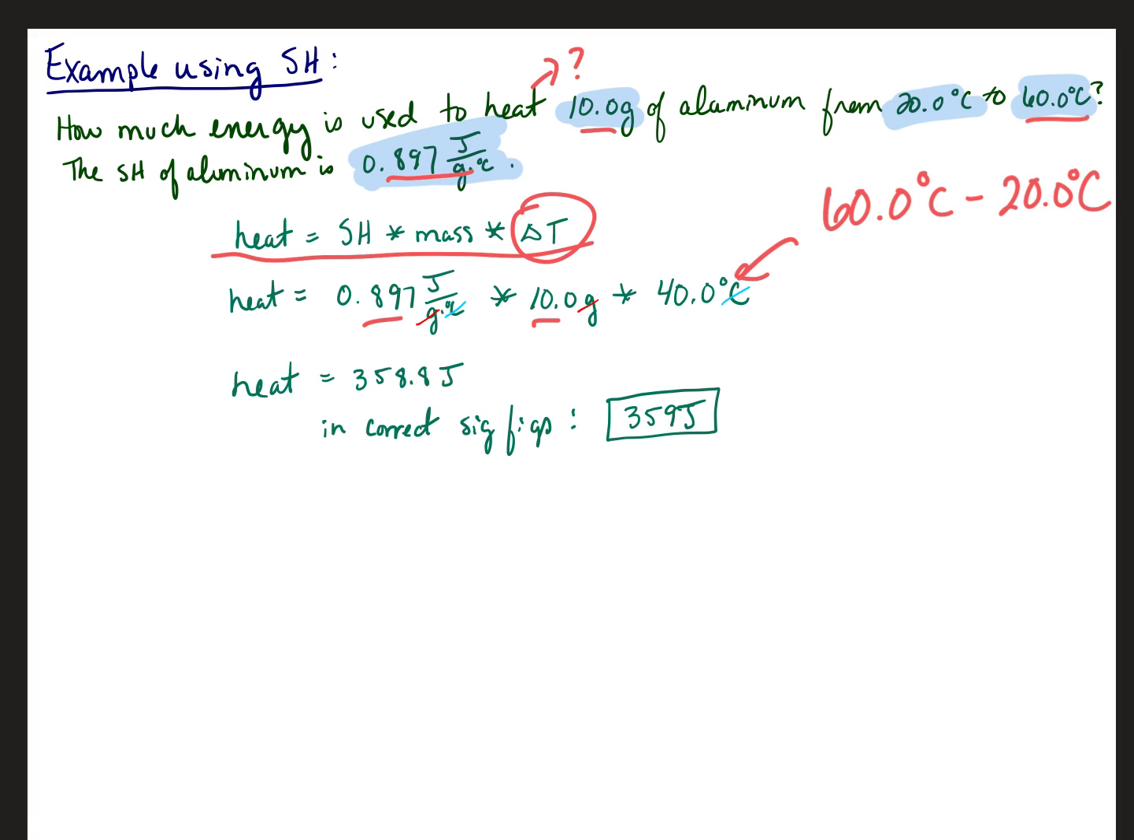So check yourself. Notice that I've shown where grams cancel and where degrees Celsius cancel. So our unit should be joules. Plug those numbers in and you should get this as an answer. But we need to report in sig figs, and we only have 3 of them because of the specific heat. And so with the correct number of sig figs, that would be 359 joules.